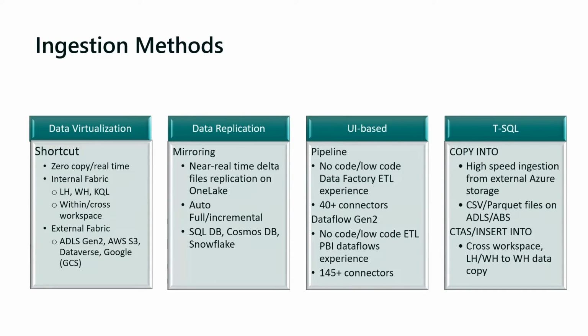The first is data virtualization. This feature is called shortcut. Think of it as symbolic link. It is an object on OneLake that references to other internal or external storage locations. This provides zero copy, real-time access to your data.